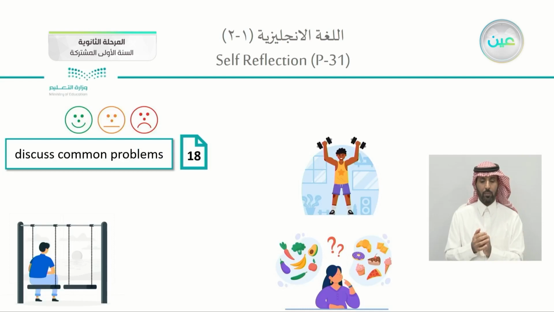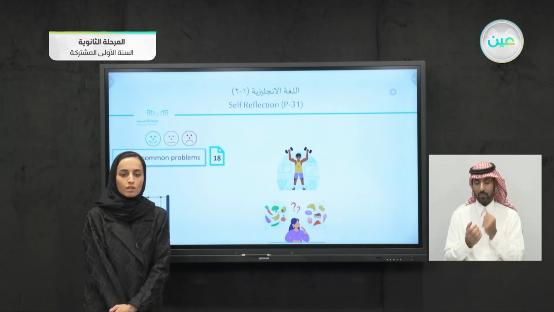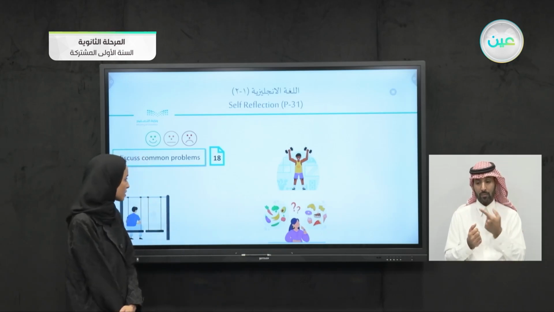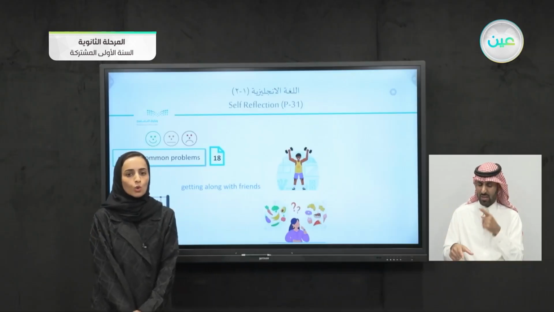Okay. Now, in this unit, we have discussed many things. At the beginning, on page 18, we discussed some common problems. Can you remember any of the problems that we've discussed together? We've spoken about getting along with friends. Someone who feels lonely. I can't get along in a new school. No one talks to me. I feel alone or lonely.